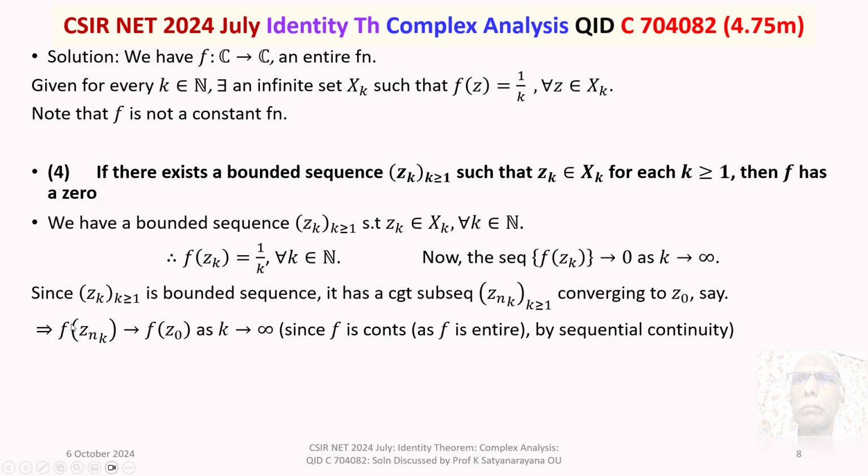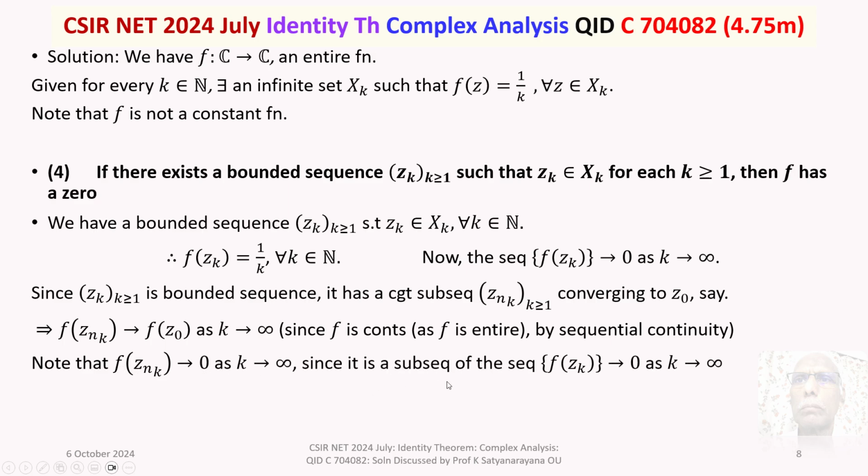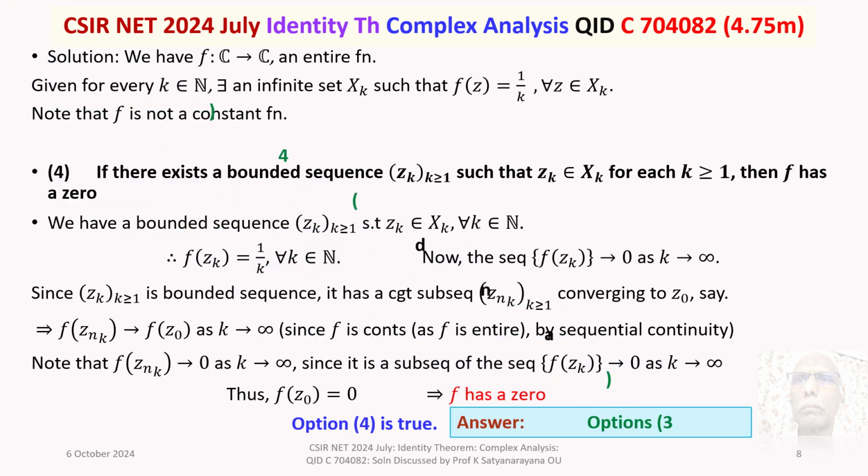Therefore, its subsequence f(z_{n_k}) also tends to 0 as k tends to infinity, since it is a subsequence of the sequence f(z_k) converging to 0. So that means f(z_0) is 0. Thus, f has a zero. Thus, option 4 is true. Now, summarizing all the options, the answer to this question is options 3 and 4.